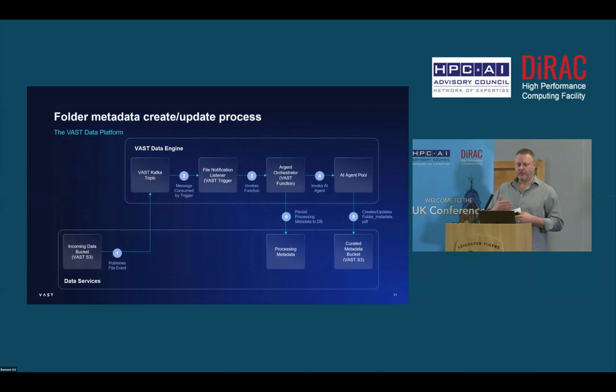Okay, so this shows just another view of what I talked about earlier. This is more of a process flow. So data coming into S3. That then goes to the vast Kafka topic. We've got the trigger, which is listening for events around files being created, updated, or deleted. We then have a function that's the orchestrator that manages the AI agent pool. The AI agent pool then creates this metadata, which we'll see later goes into another process to make it searchable. And then in the middle, on the bottom, the 6, we have processing metadata, which is stored in the vast database, again, to track where we are in the process.